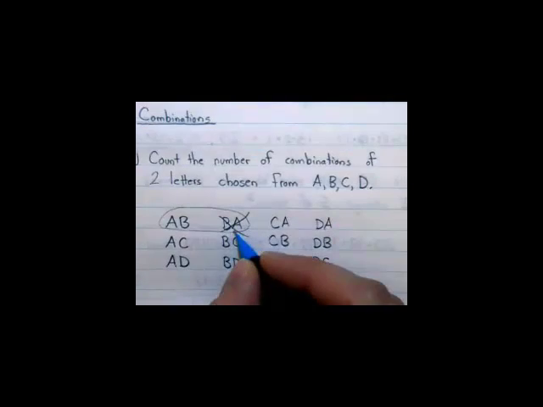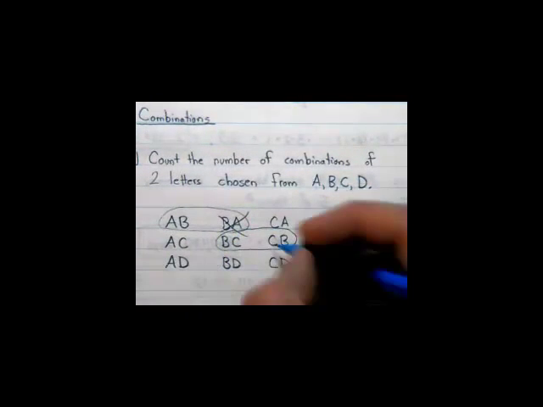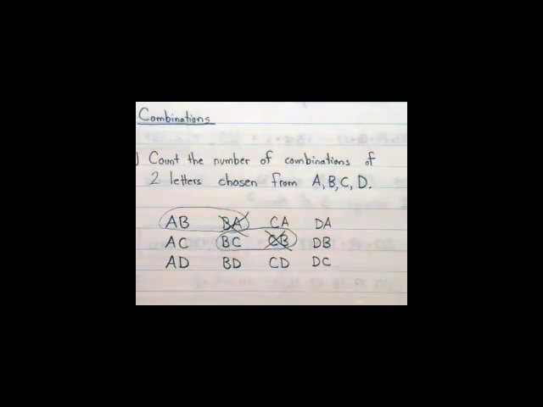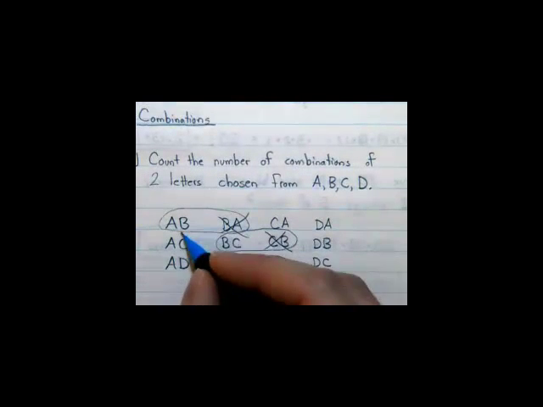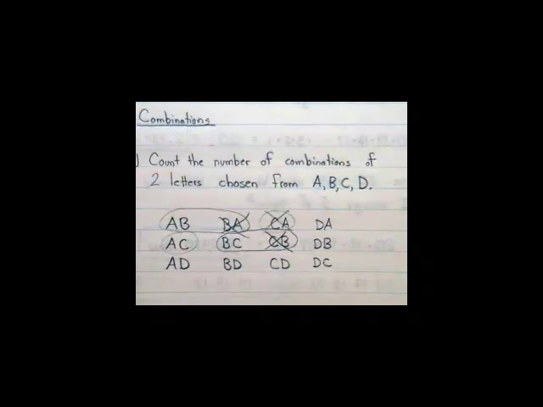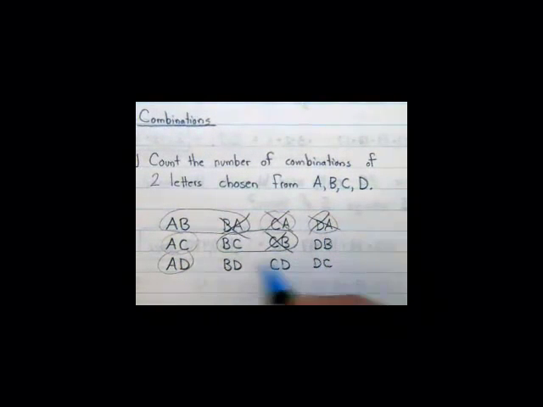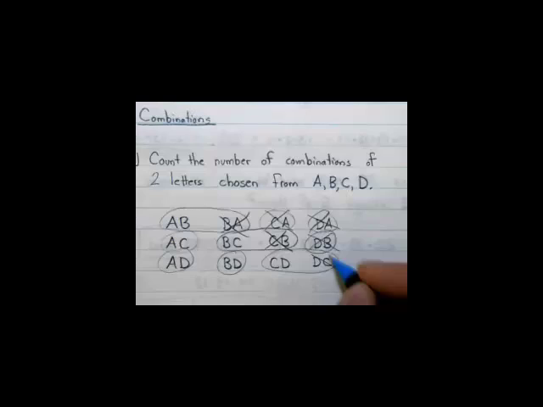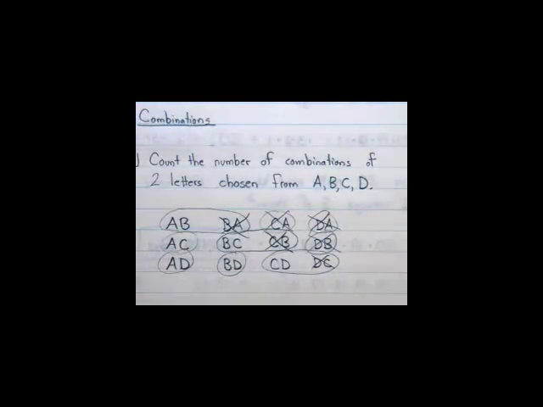BC and CB. These 2 are the same, so we can nix one of those. Okay. AC and CA. So we got one here, one there, so we can get rid of one of those. DA and AD, those are the same, so we can get rid of one of those. And then CD and DC, get rid of one of those. Okay, so in this example, it doesn't always work out this way, but in this example, we've effectively eliminated half of them, right? So, how many 2 letters can you choose from A, B, C, D? There's 6.